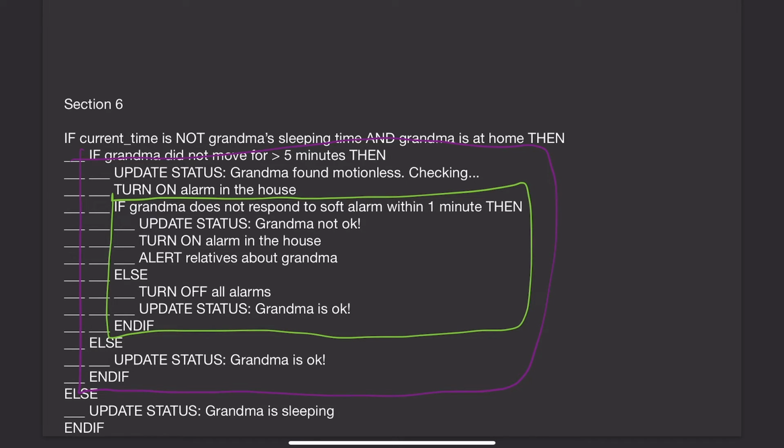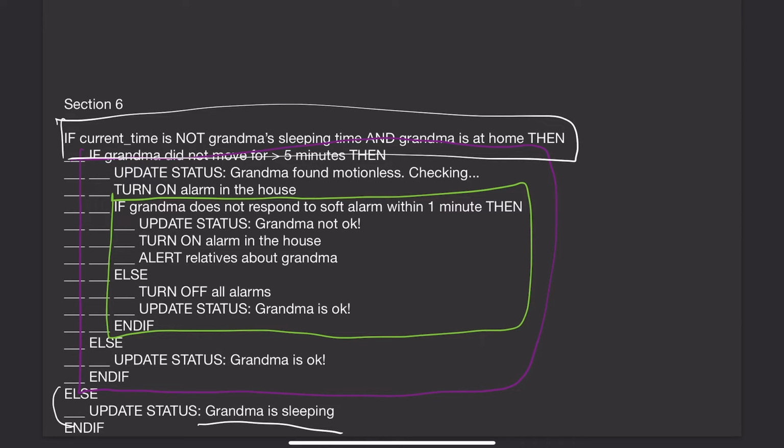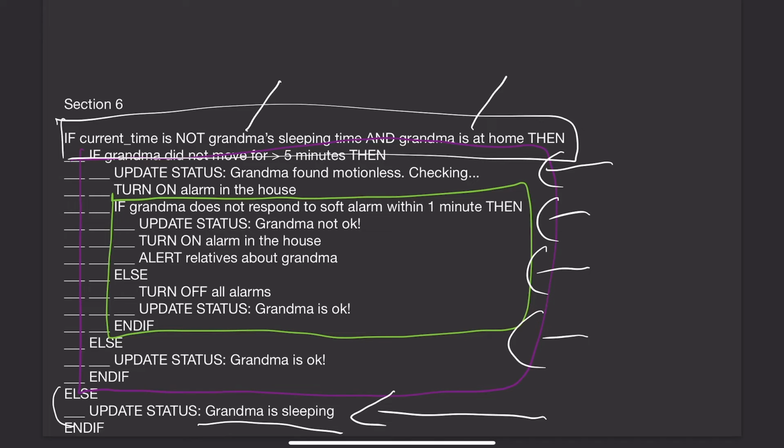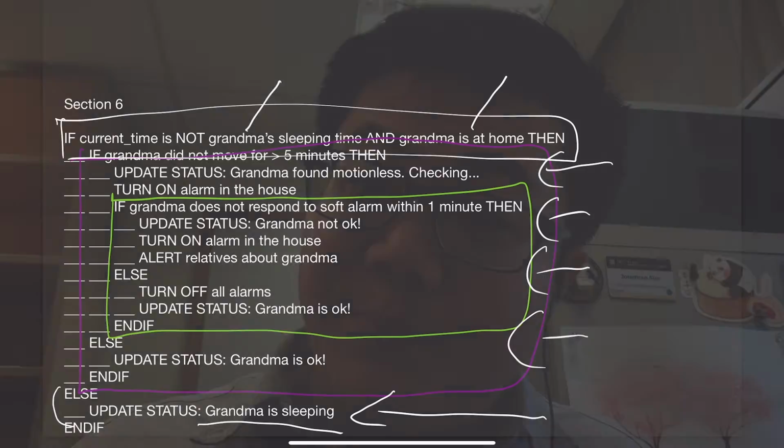Now, let me draw your attention to this. Notice the else here. Else update status, grandma is sleeping. This happens if this condition is not true. If current time is not grandma's sleeping time and grandma is at home. Notice, you need to satisfy two conditions. Grandma must be sleeping, grandma must be at home. If these two are true, then you will do everything in here. If any of these two are false, then you will be doing this. So that means if grandma is out of the house, the system will tell you that grandma is sleeping. Or should be sleeping, out of the house. Or not, she could be going to the market, right?